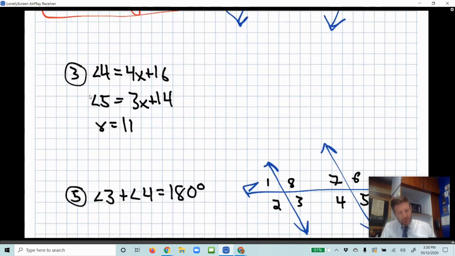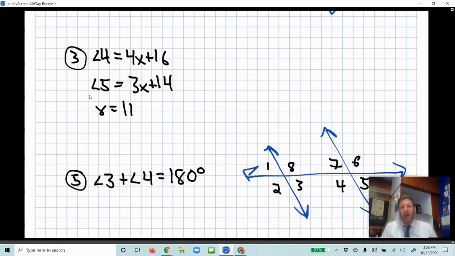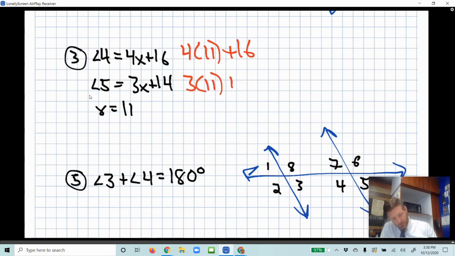It's going to be the same drawing, but they're just going to make you do a little algebra to prove the two angles. So they say angle 4 is 4x plus 16, angle 5 is 3x plus 14, and then they tell us that x is 11. Well, so let's just work it out real quick. 4 times 11 plus 16, and 3 times 11 plus 14.